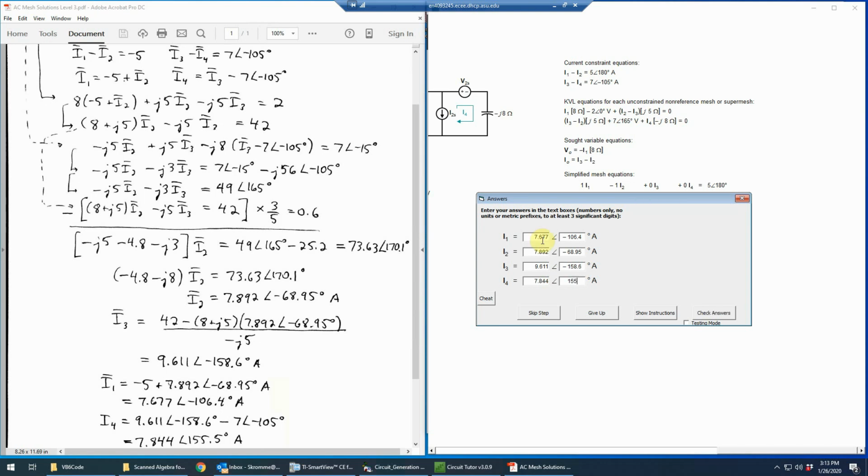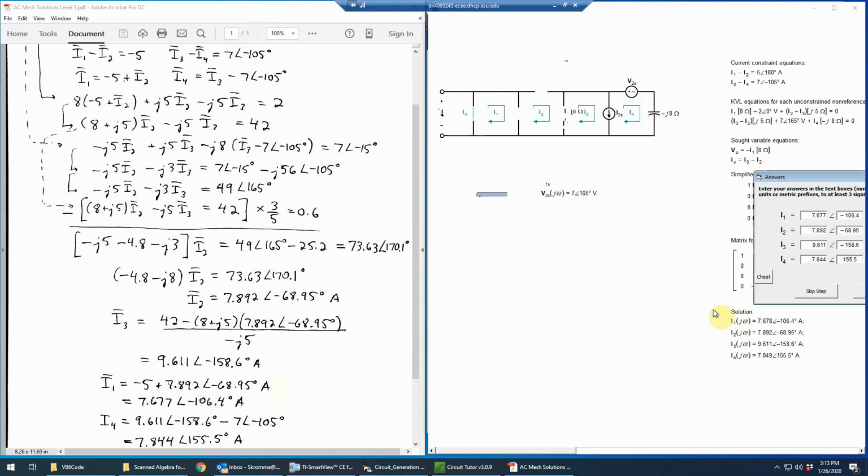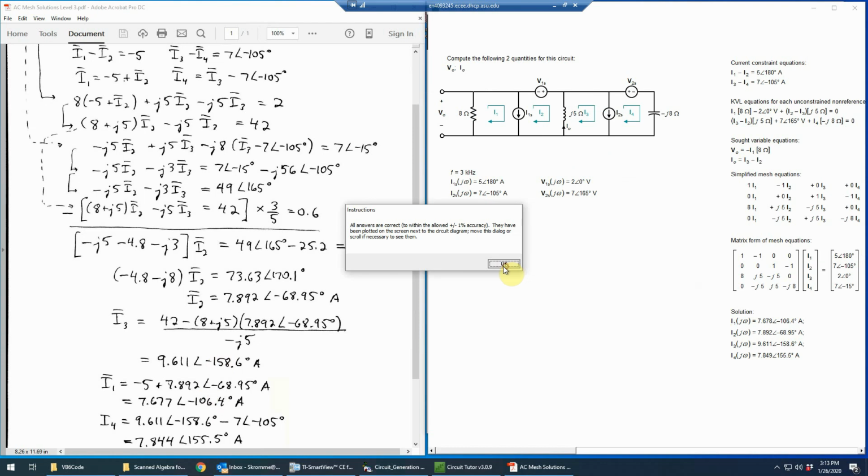Okay, and so that should be correct, assuming I didn't make any typing errors there, and I'll just check quickly. I believe that's correct, so we'll check those answers. Those are correct. And now the last step is to use the sought variable equations, which are these, to compute the sought variables.